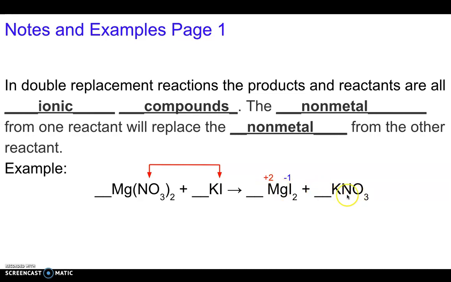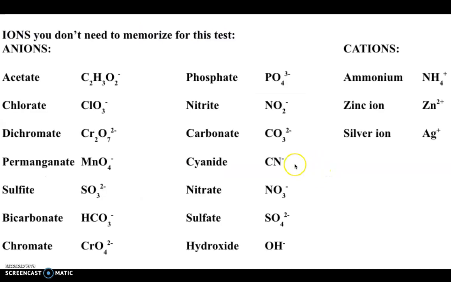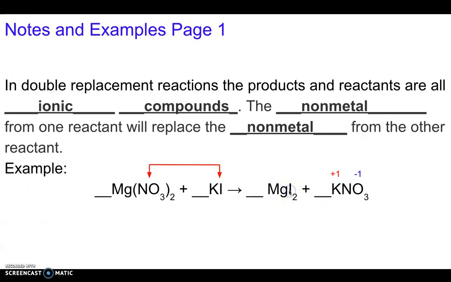Okay, and so then with potassium nitrate, potassium has a +1 charge. That's because it has 1 valence electron. Nitrate, we'll look at our list, and you can see that nitrate, that's nitrite, nitrate has a -1 charge. So then +1 and -1 already balance out, so I won't need to add any more potassium or any more nitrate to balance this one.